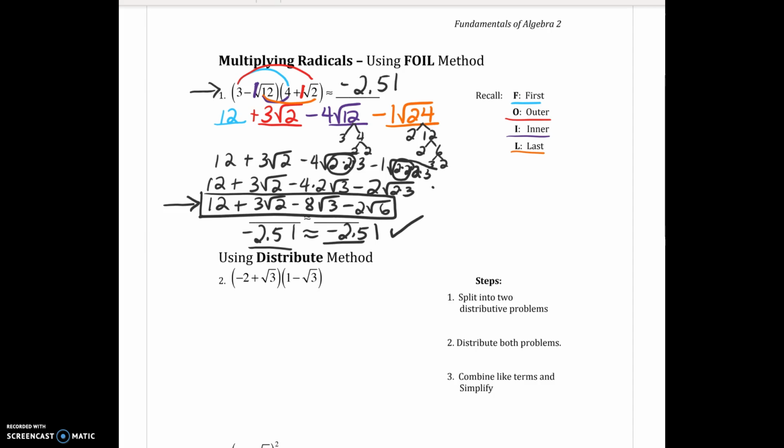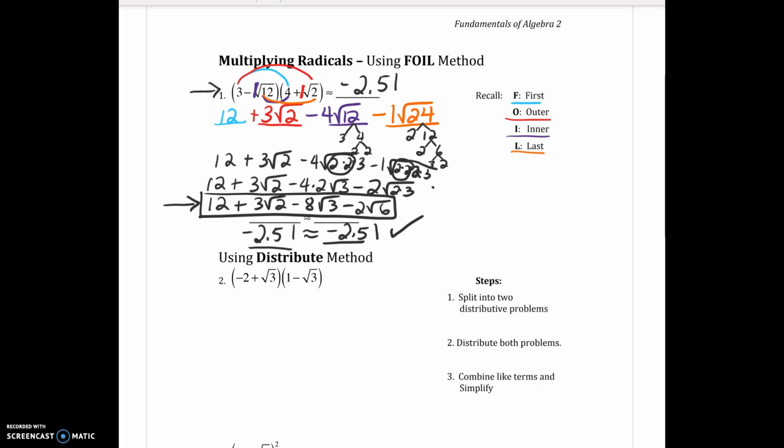All right, inner, same thing. Put a 1 in front of the 12. 4 times negative 1 is negative 4 square root 12. So that's our next term. And then our last term will be negative 1 square root 12 times square root 2. Since both parts are inside the radical, we'll make this minus 1 square root of 24.